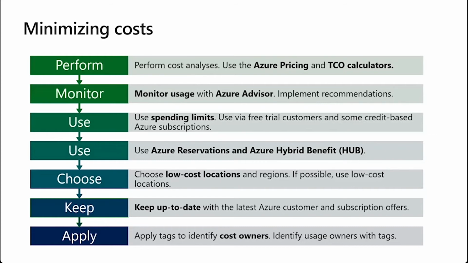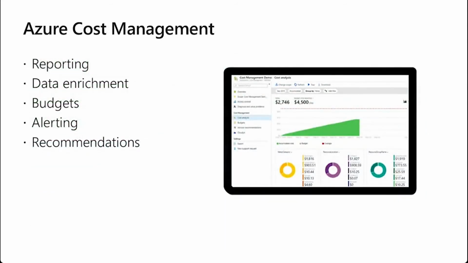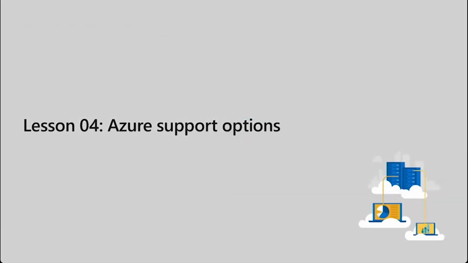Use reservations and hybrid benefit. Choose low-cost regions. Keep everything up to date with your latest offerings. As we change Azure and add features and functions, sometimes they will be cheaper than what you're currently doing. Use cost owners. Use tags to help apply those things. There's lots of ways we can help minimize costs inside the Azure environment. We also have an Azure Cost Management utility where we can get patterns and seasonality. We can see how much virtual machines are costing us versus Azure Functions versus storage. We have all that ability inside of Cost Management. We can even get recommendations from that, and take Azure to the next level.